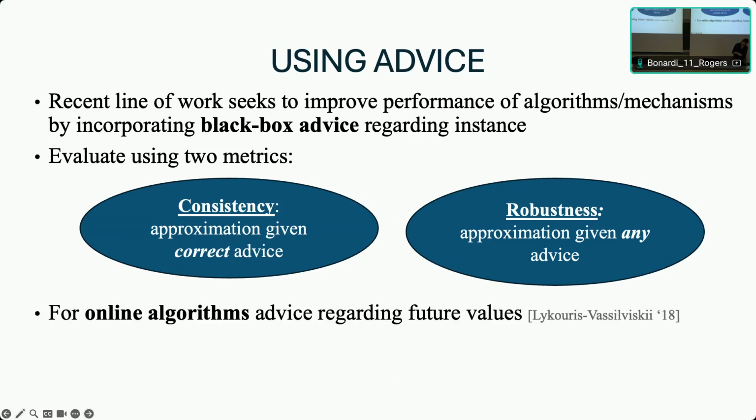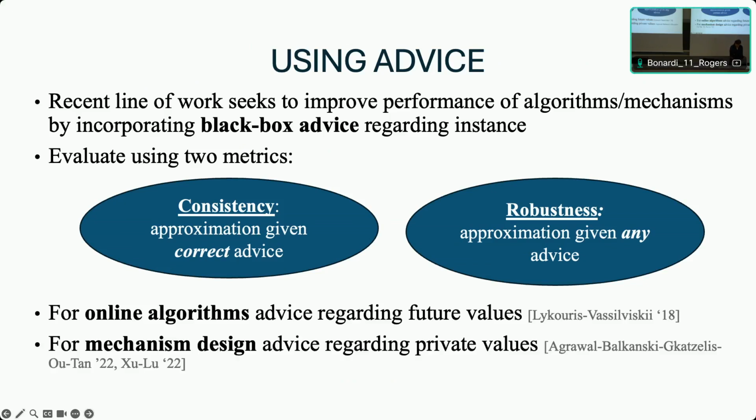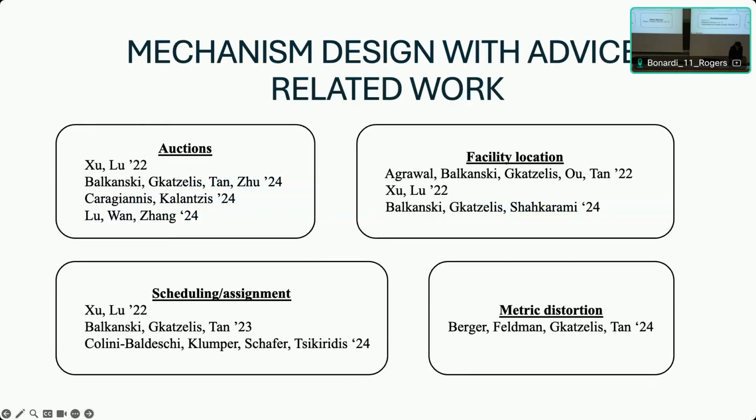This framework was first applied to online algorithms, where the advice is with respect to future values. But more recently, it has also been applied to mechanism design, where the advice gives you information about the private values of the agents. This is an area that started in 2022, but you can see it's been rapidly growing.